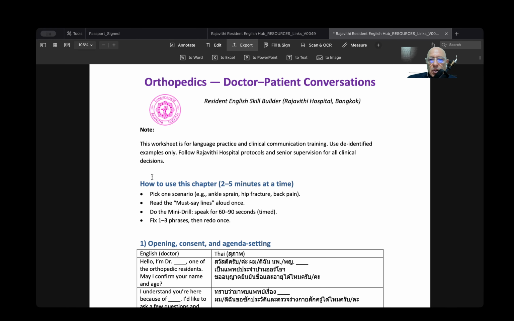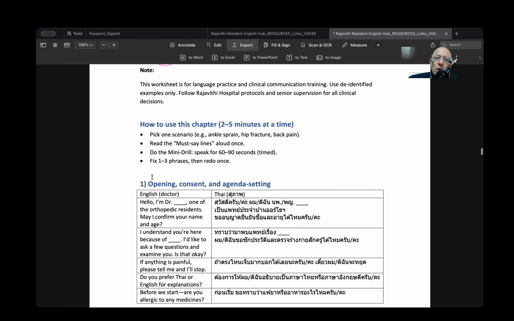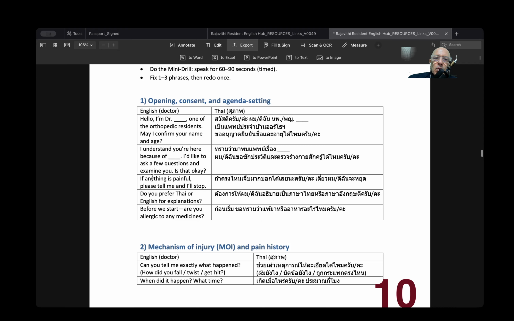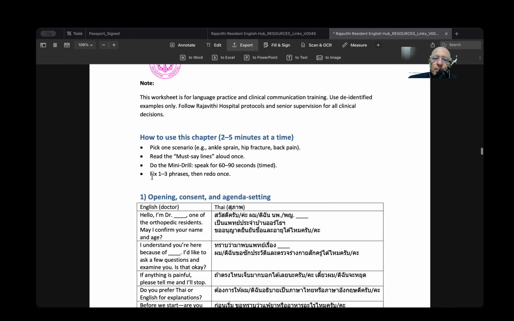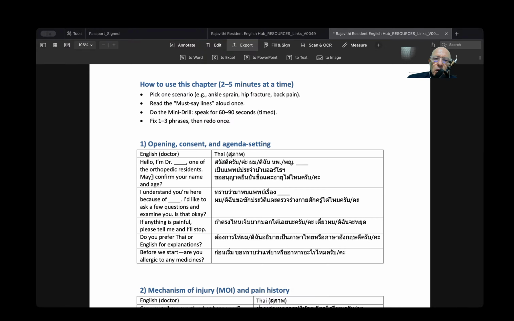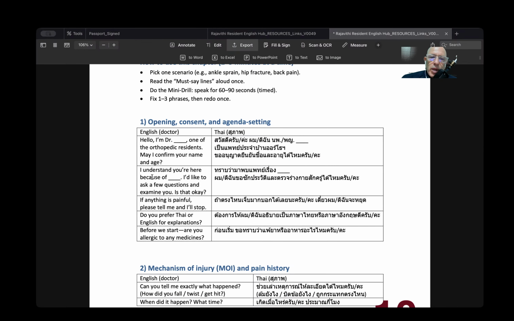Language practice, clinical communication, orthopedics. I'm Dr. Smith, one of the orthopedic residents. May I confirm your name and age? I understand you're here because of back problems or whatever. I'd like to ask a few questions and examine you.